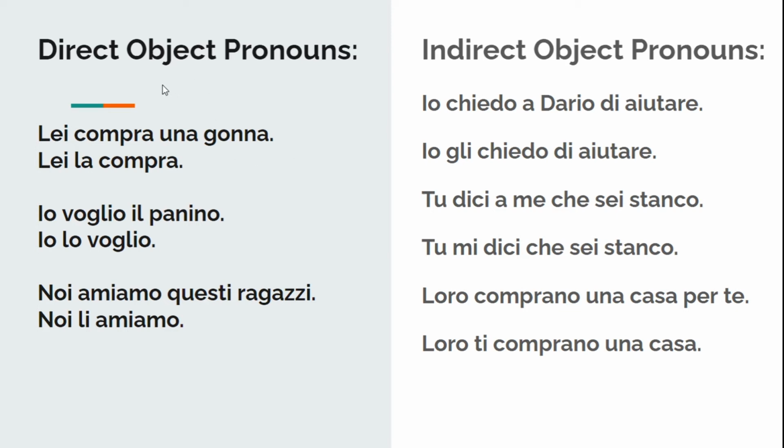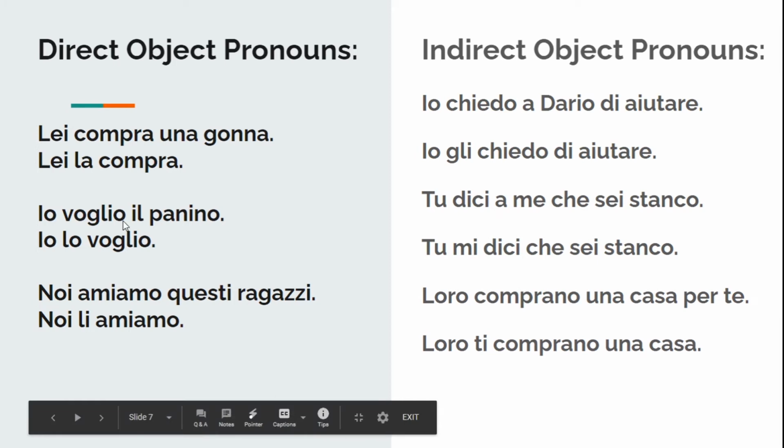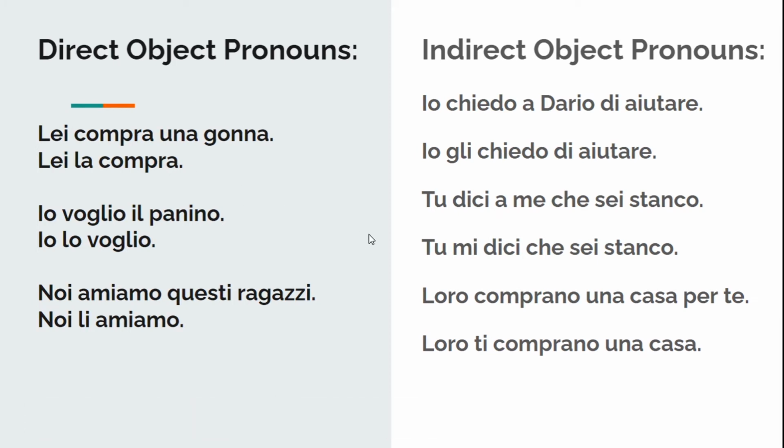With a direct object, you're literally just replacing a person or an object. So lei compra una gonna. This is a skirt, una gonna. Lei la compra. Io voglio il panino. This is il panino, io lo voglio. Noi amiamo questi ragazzi. Noi li amiamo. Okay, so this is just replacing this. This doesn't receive anything. It's just our object, the direct object in the sentence.